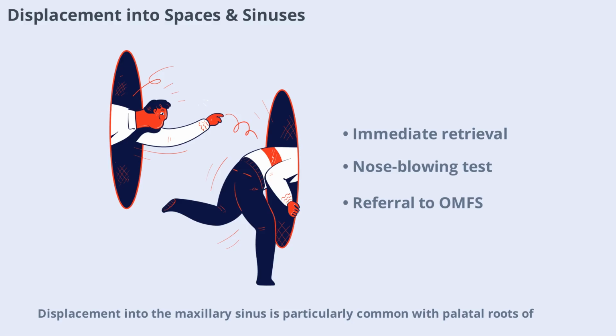Displacement into the maxillary sinus is particularly common with palatal roots of maxillary first molars or teeth with splayed roots near thin antral floors. Confirmation involves the nose blowing test, but avoid over-enthusiastic blowing to prevent further breach. Never probe blindly into the sinus. Timely intervention is crucial for preventing complications.